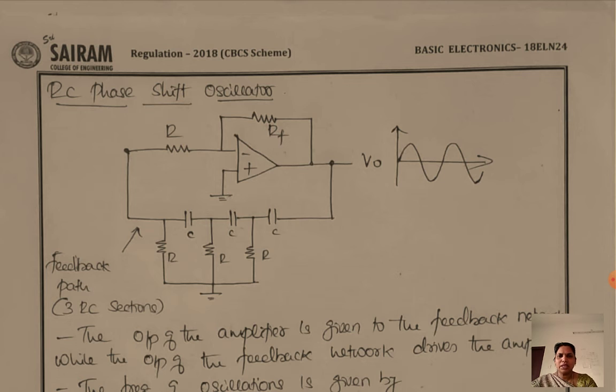And we have another feedback taken from the output. A part of the output voltage is fed to a feedback network, and this feedback network consists of 3 RC sections. The output of this feedback network is fed as an input to the inverting input terminal of the amplifier to produce sustained oscillations.